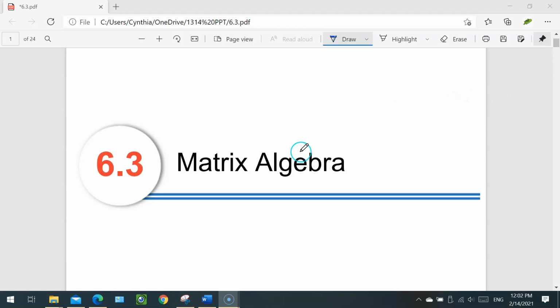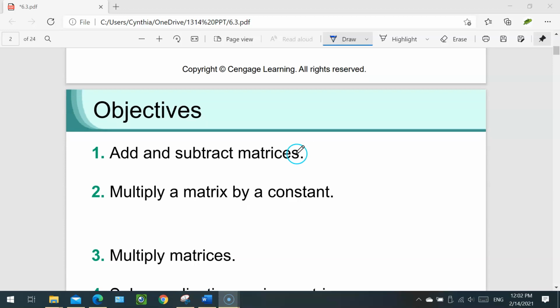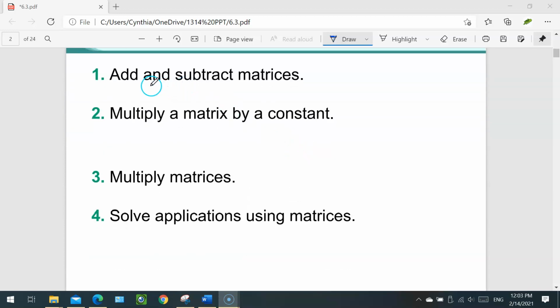6.3 Matrix Algebra. In this section, we are going to learn how to add and subtract matrices, multiply a matrix by a constant, multiply matrices, and solve applications using matrices.